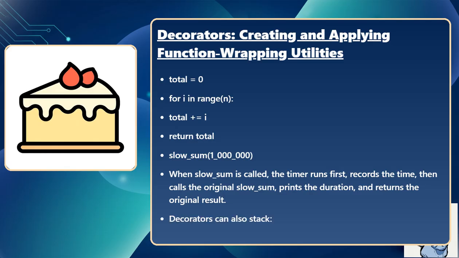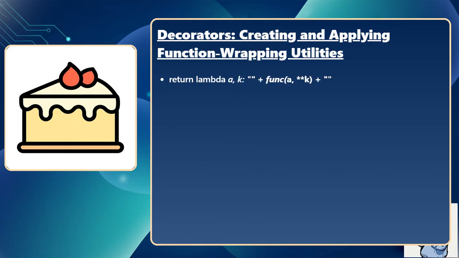Decorators can also stack. Define bold(func): return lambda *a, **k: "<b>" + func(*a, **k) + "</b>". Define italic(func): return lambda *a, **k: "<i>" + func(*a, **k) + "</i>".